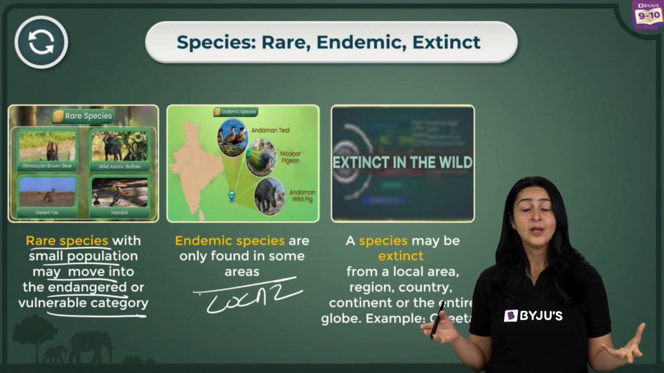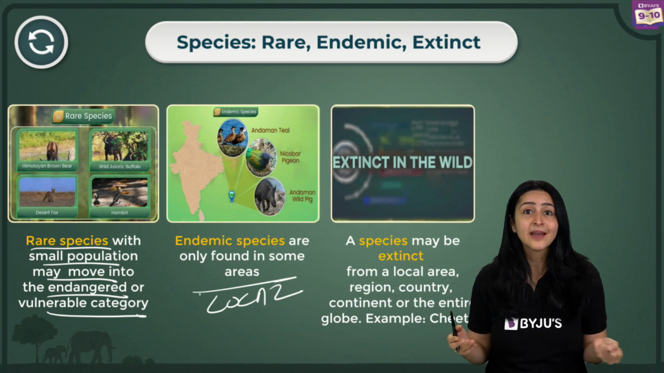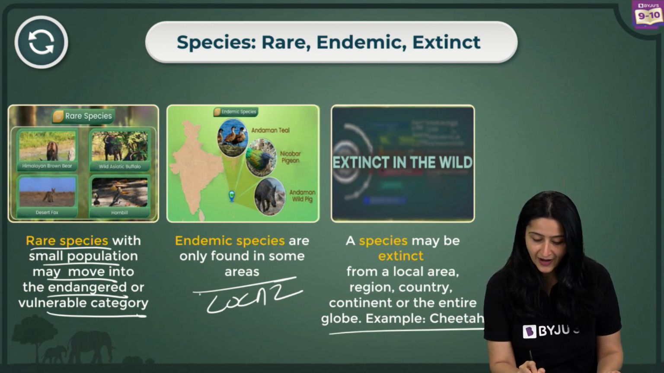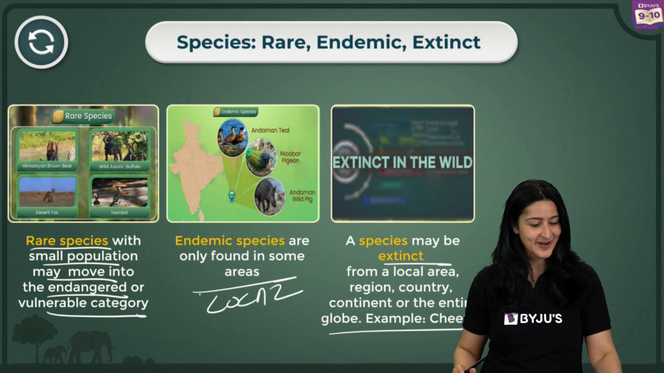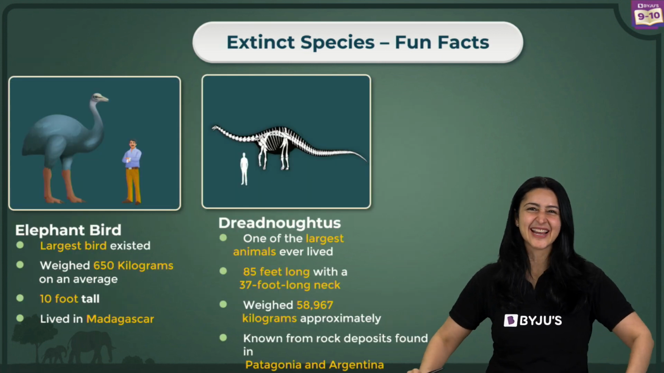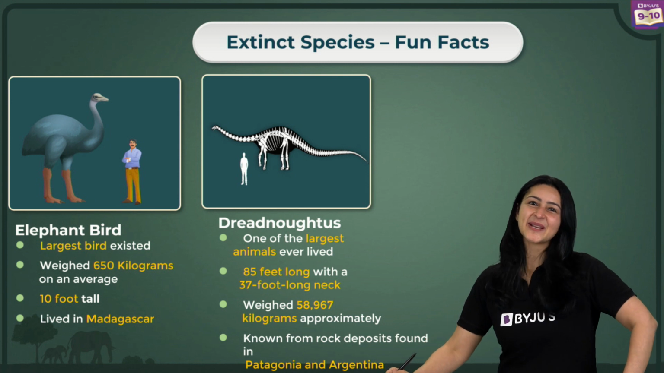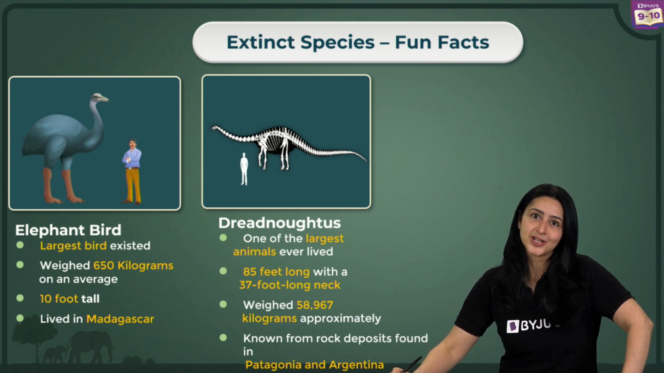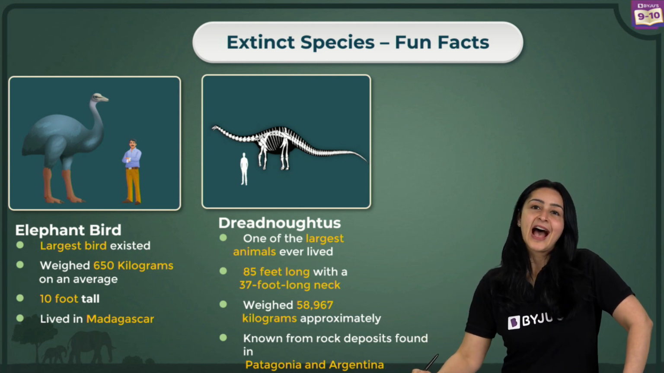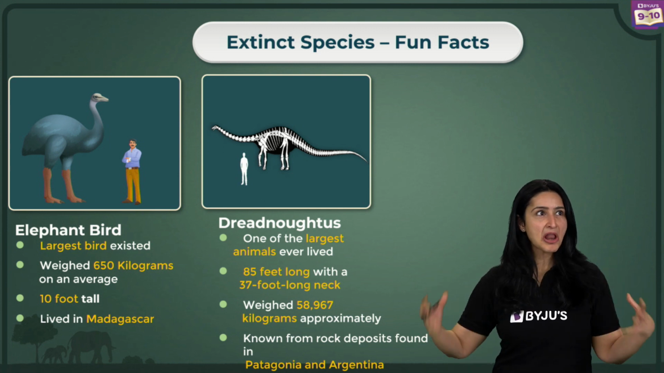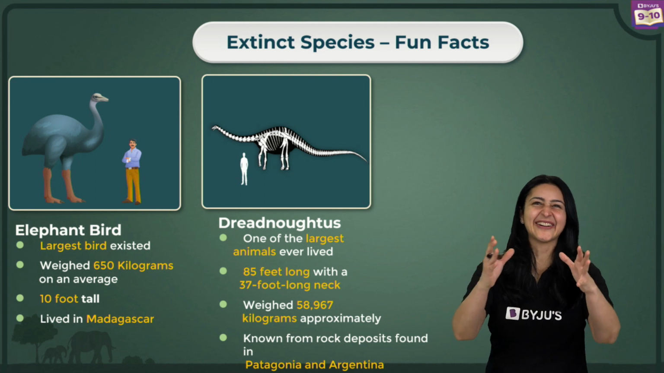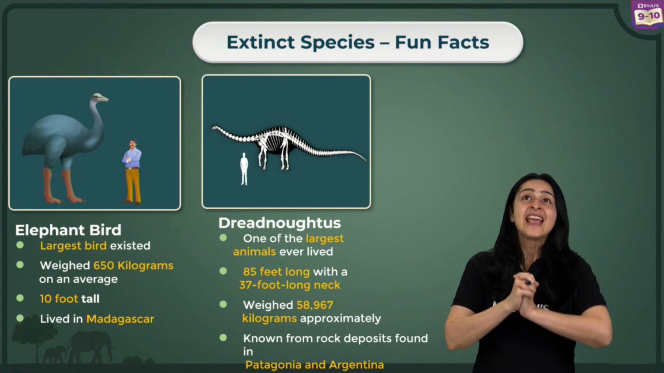For example, the Asiatic cheetah and the pink head duck, who we do not find anymore. So these are extinct species. Now, talking about extinct species, let me share some fun facts with you about some extinct species. Tell me, have you ever heard about elephant birds? Sounds interesting, right? Elephant birds? Okay, let me tell you a little bit about these.